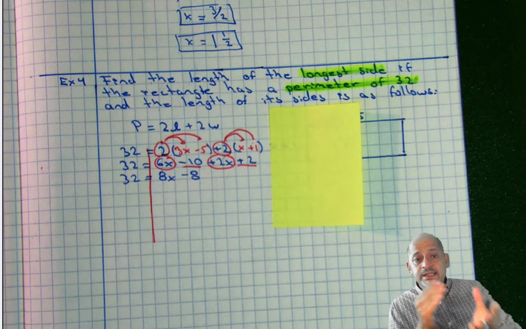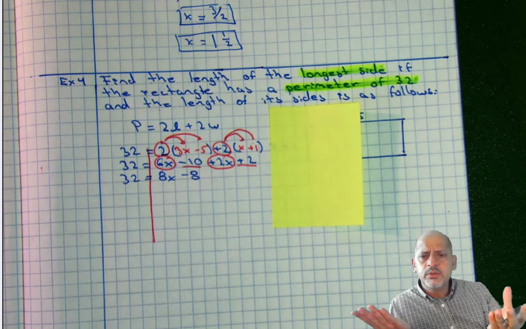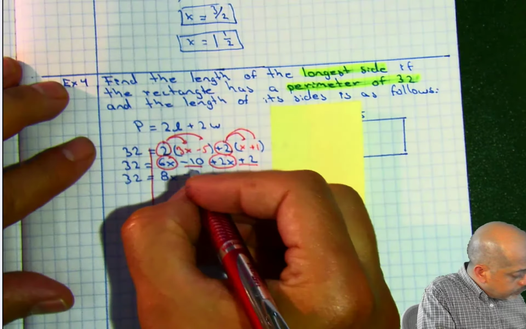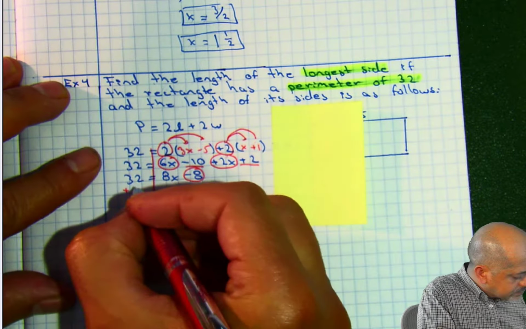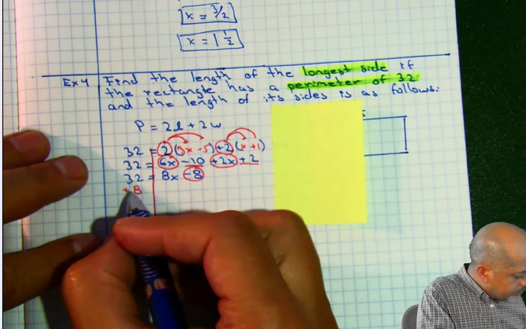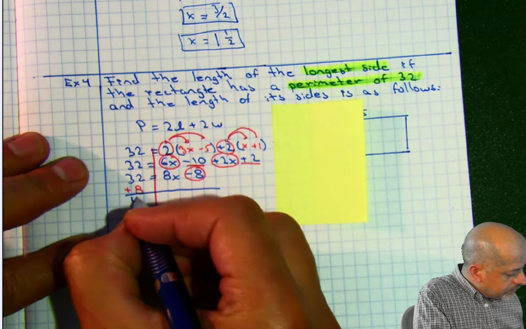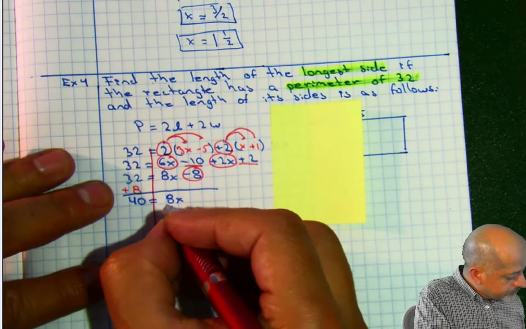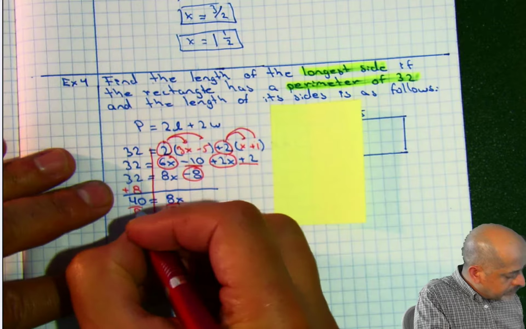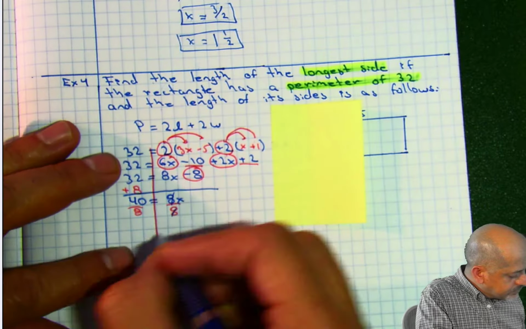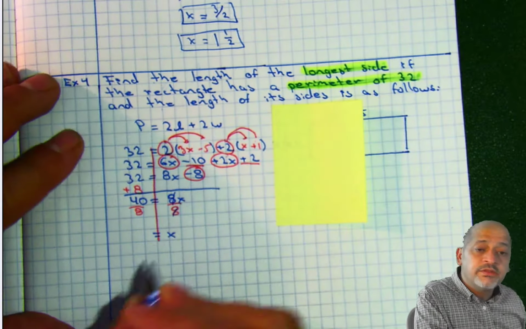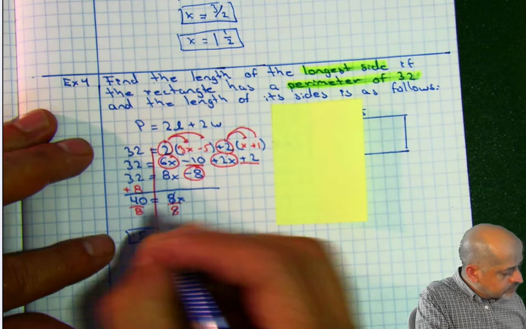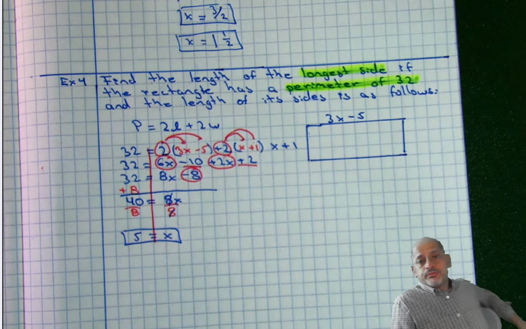I can move my x's to the left, but in this case it'll be easier to move the 8. Move the negative 8 to the right, becomes a positive 8. That gives me 40 equals 8x. Divide by 8. The 8's cancel, so therefore, what's 40 divided by 8? Which is 5. So the question is, are we done?